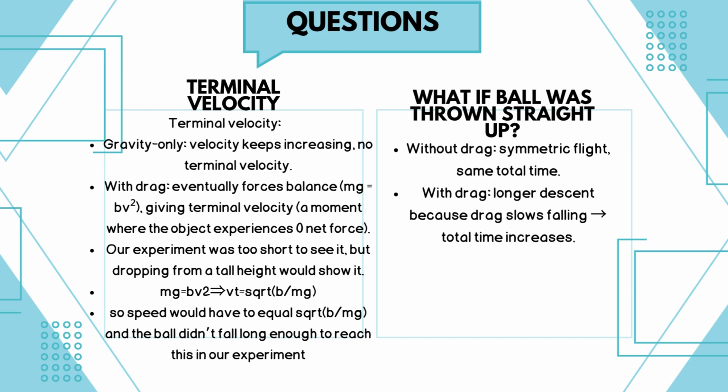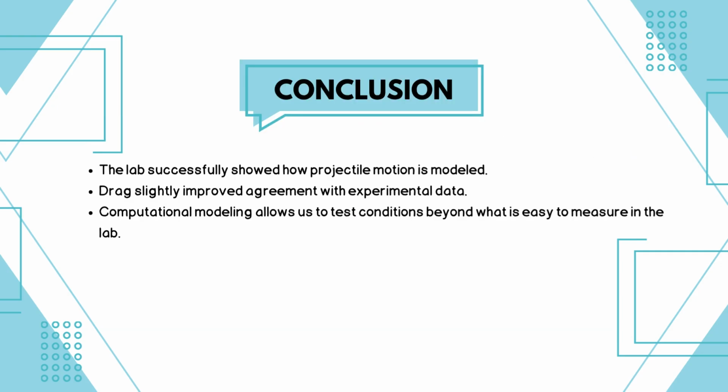And then if the ball was thrown straight up without drag, it would be a symmetric flight, so the same time up and down, and with drag, it would be a longer descent because the drag slows falling, so the total time increases. In conclusion, we showed how projectile motion is modeled. The drag slightly improved agreement with our experimental data, and our computational modeling allowed us to test conditions beyond what is easy to measure in the lab.